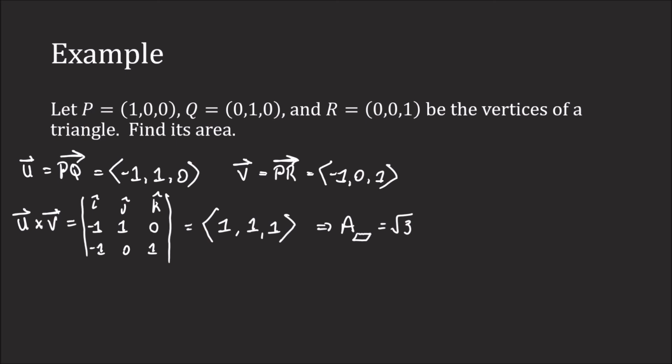But the triangle is half base times height, right? Remember that? The area of the triangle is 1/2 base times height, and the area of the parallelogram was base times height. So our area of interest, the area of the triangle, is simply root 3 over 2.